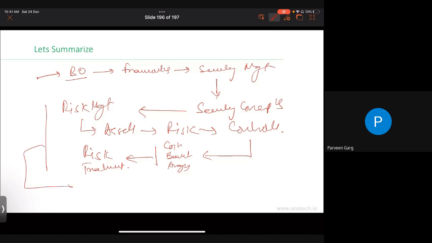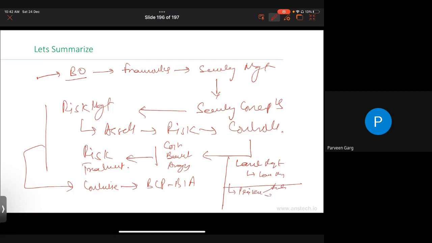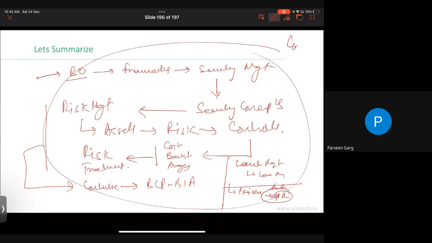But then you wanted the business to continue, and then you did BCP and BIA. And all this works under the framework of laws and regulations. And then we did all the relevant laws and regulations. And the important thing that came out of this was privacy, and we dealt with privacy using the Privacy Act and GDPR, where GDPR is very important. And then we understood how all this fits into the governance and regulation frameworks. So this is part of security governance and how it fits into the framework.